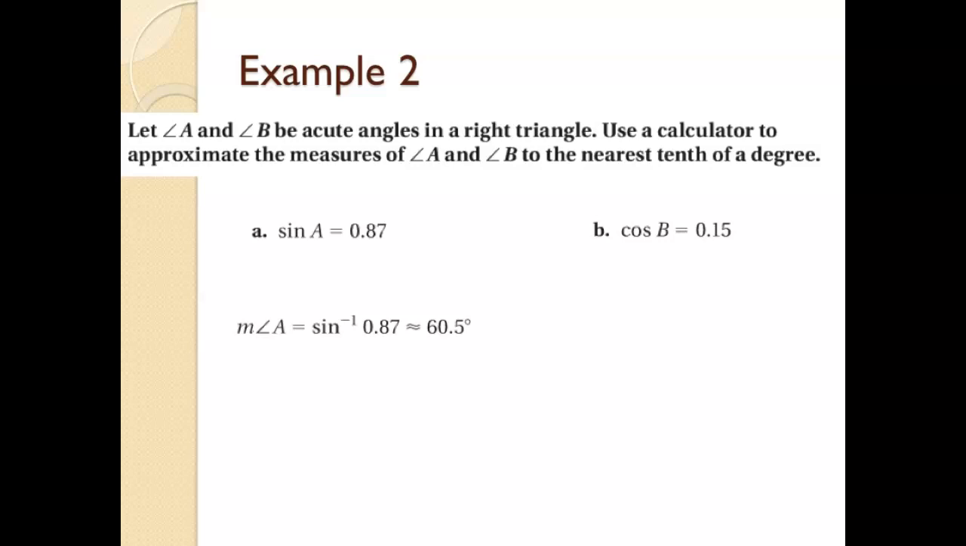All right, the second one, we have cosine of B is equal to 0.15. And again, we want to use an inverse ratio if we're trying to find the measure of an angle. So the measure of angle B is going to equal cosine inverse of 0.15, which will come up to be about 81.4 degrees.